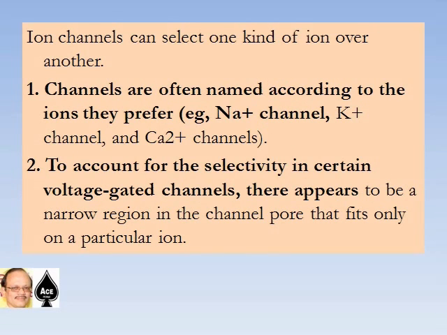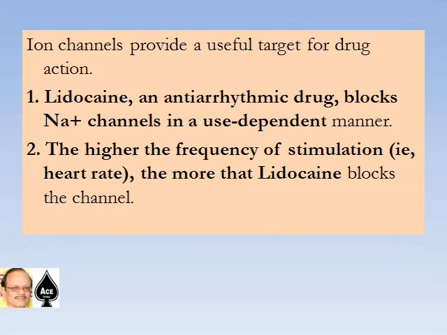Ion channels can select one kind of ion over another. Channels are often named according to the ions they prefer. Example: sodium channel, potassium channel, calcium channel. To account for the selectivity in certain voltage gated channels, there appears to be a narrow region in the channel pore that fits only one particular ion.